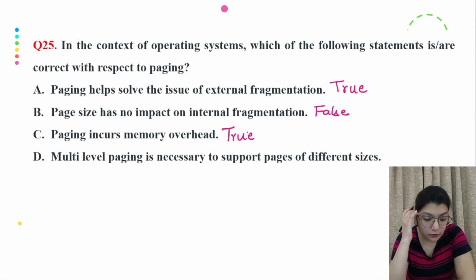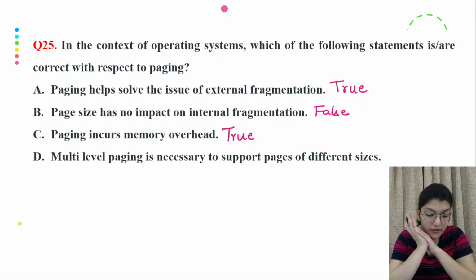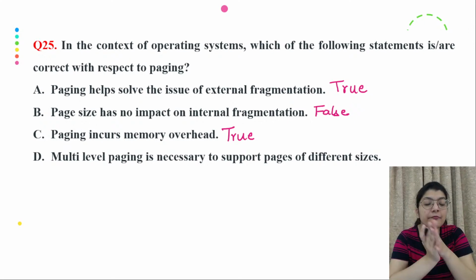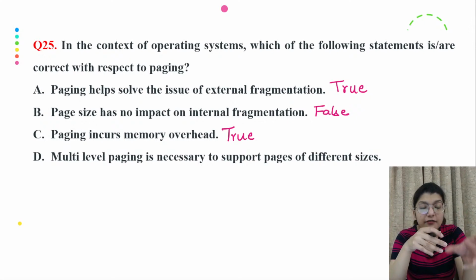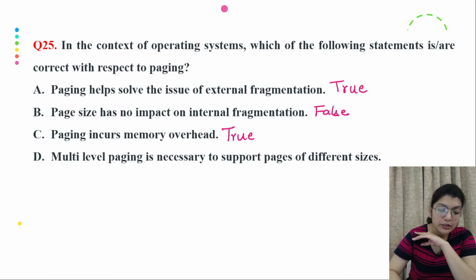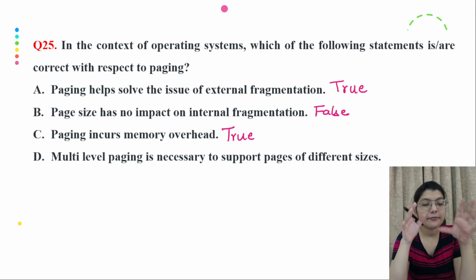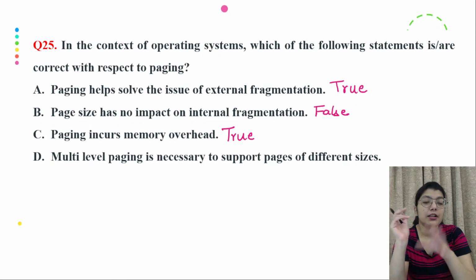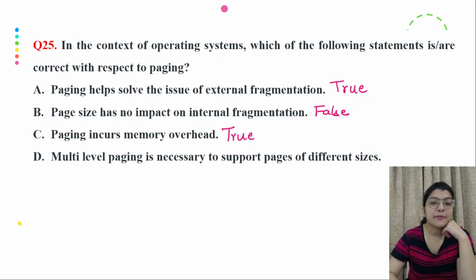Because when you implement paging, you require the managing of page tables, right? Because we have the concept of page tables in paging. So for that page table, we require certain additional memory. That page table also has to be stored somewhere. So for page tables we require additional memory. That is why they are saying paging incurs memory overhead, and that statement is true.